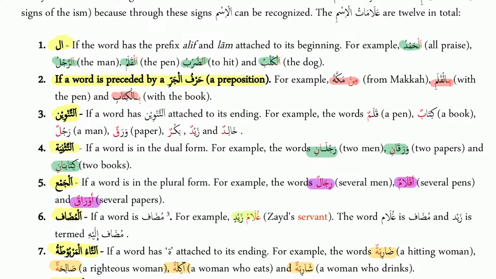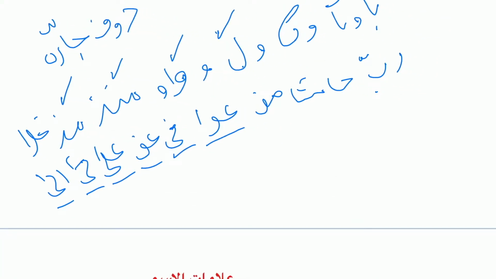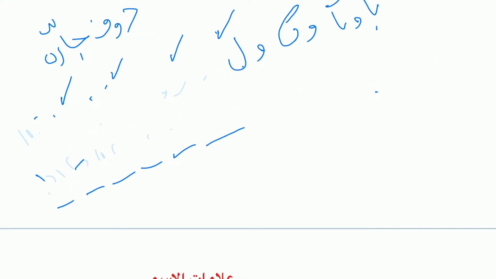The fourth sign of ism in Arabic is that it will come as a tasniya. Look, are you looking at me or not? Look here, in English and Urdu there is wahid and jama. Whereas in Arabic there is wahid, tasniya and jama.